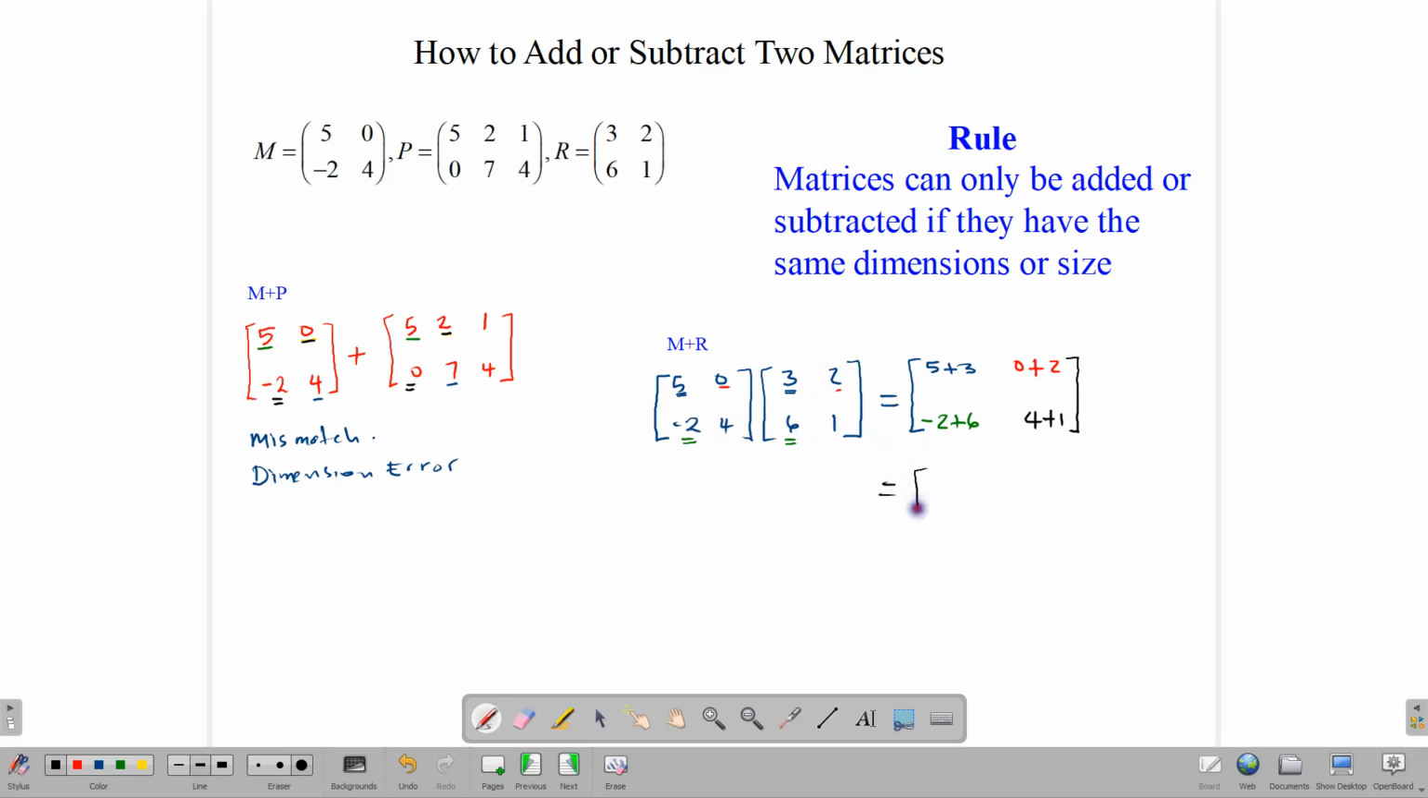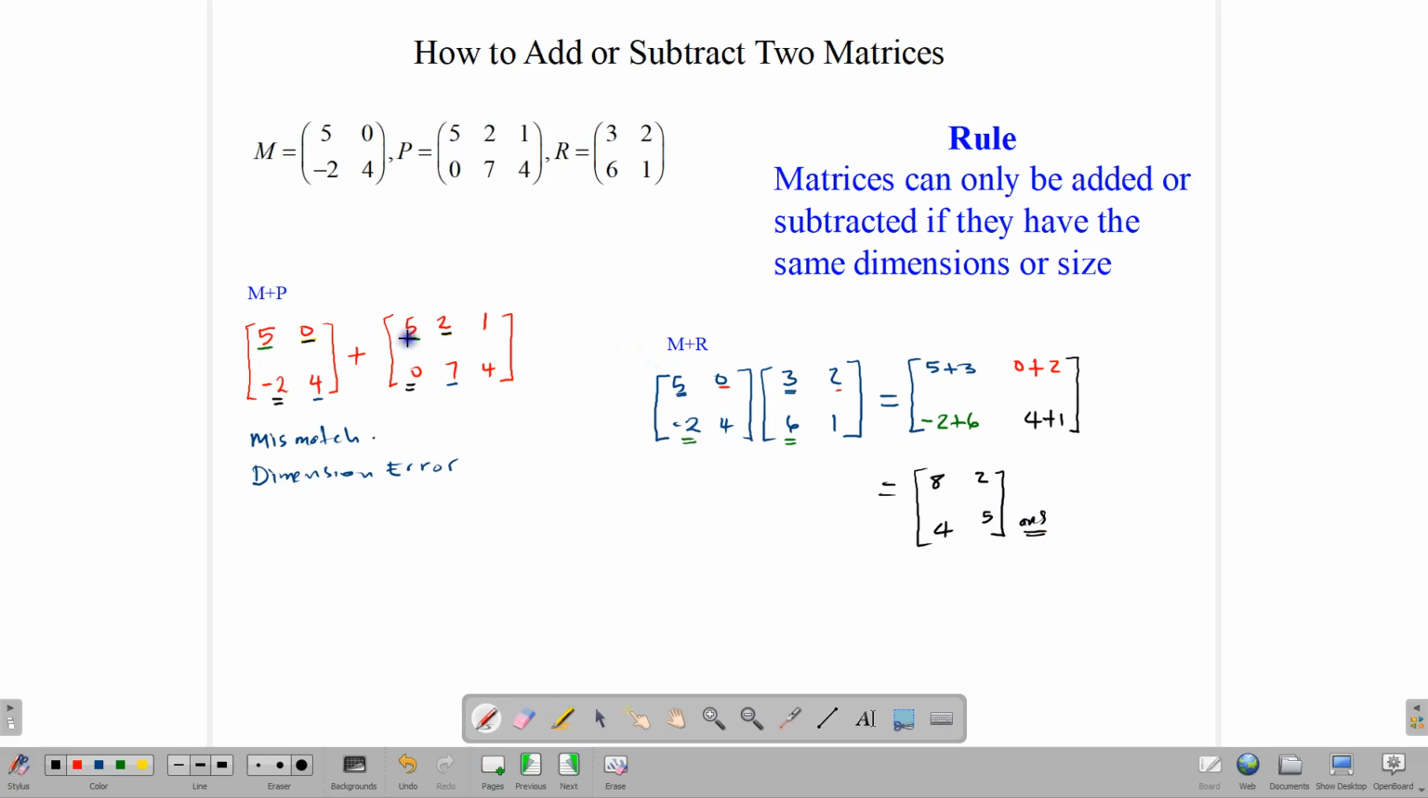So our result is going to be 5 plus 3 gives us 8. 0 plus 2 gives us 2. And 6 plus negative 2 gives us 4. And 4 plus 1 here gives us 5. So this is the answer that we get when we add these two matrices together.